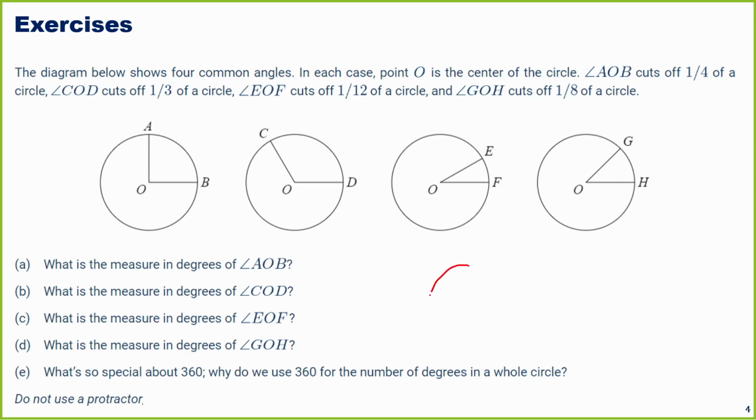And of course, we say one full revolution is 360 degrees. This is by definition, right? So if you have an angle here, then one full round or one full revolution is 360 degrees by definition.